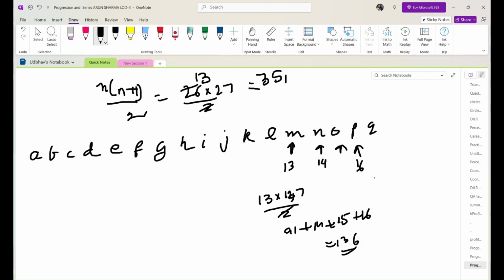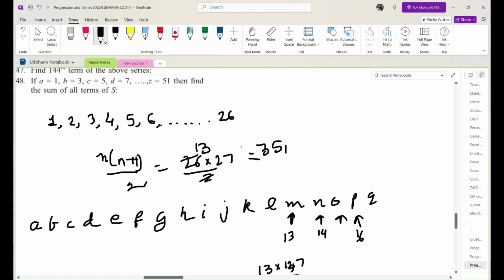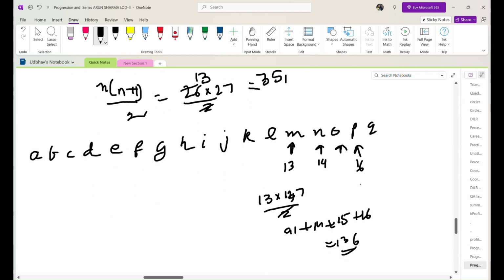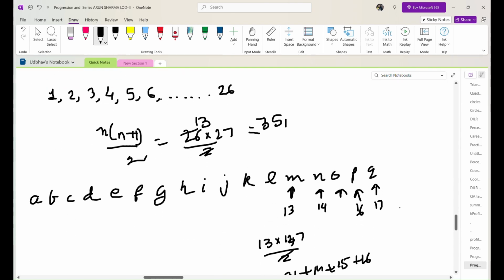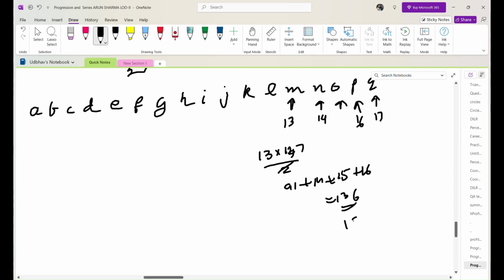Till here, till P, after 16 Ps, we will already have 136 terms in the series. We want the 144th term. So there will be 17 Qs. 136 plus 17 will be 153. So that will be Q, because after Q the total terms will be 153. So 144 is going to be in between. So the 144th term is Q.